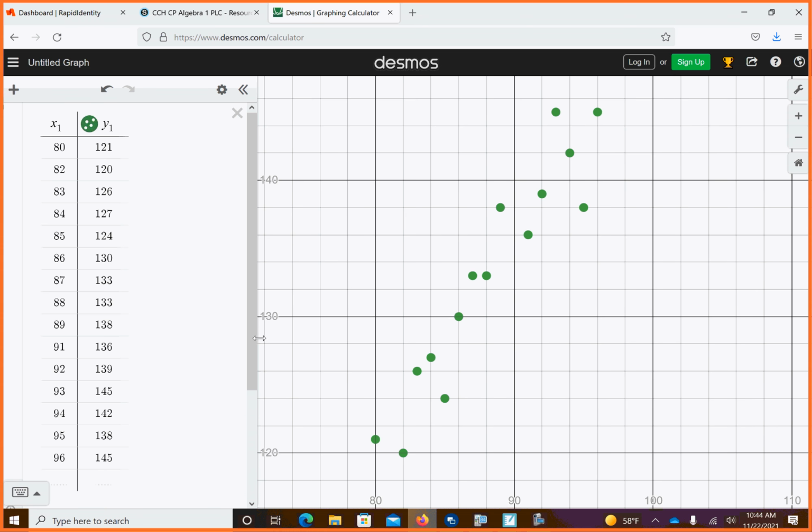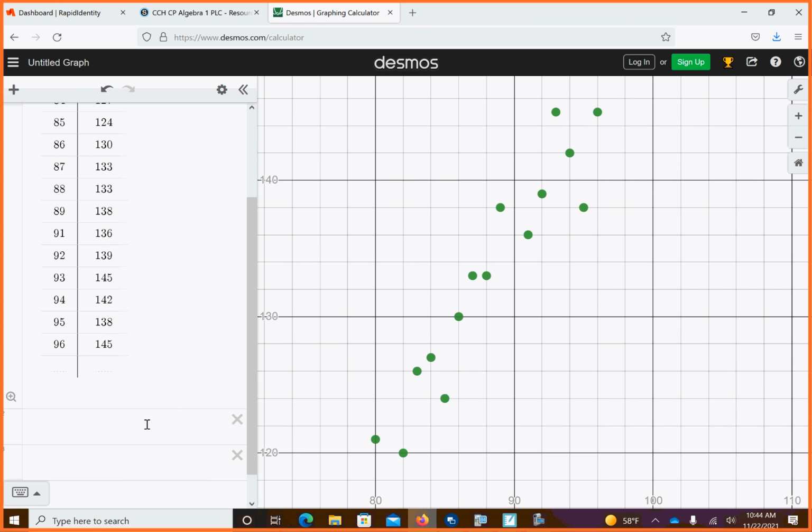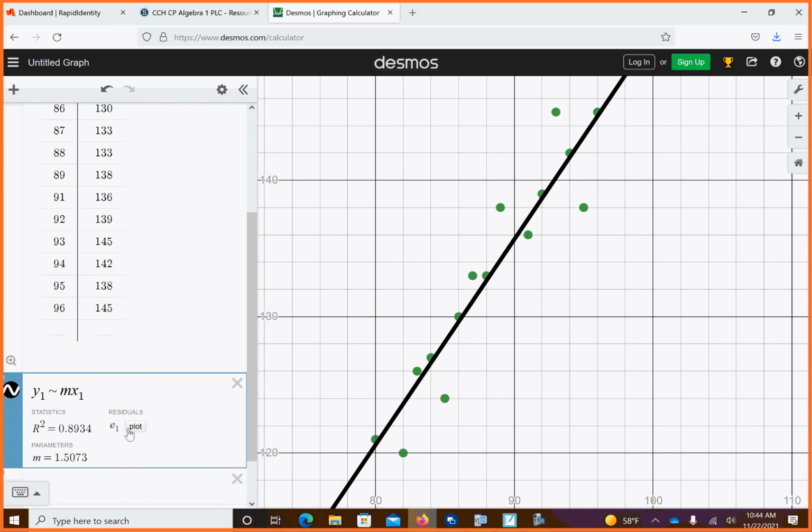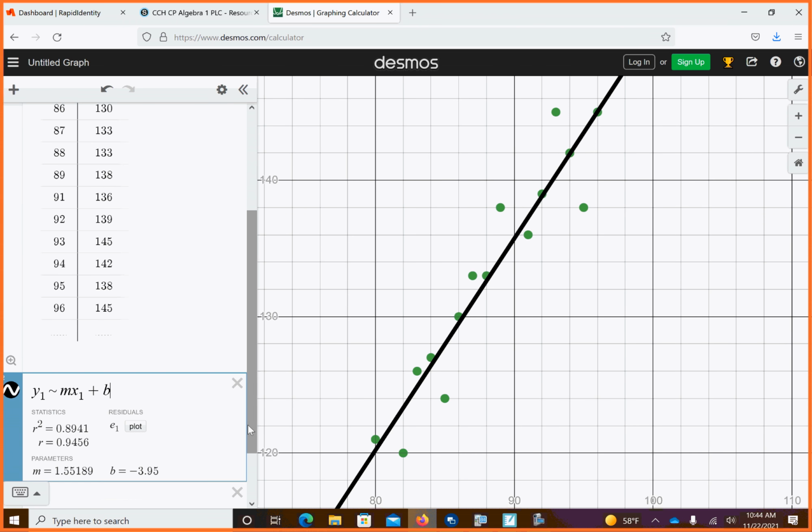Now on Desmos, notice it says X1 and Y1 up at the top left. So if we want Desmos to find our line of best fit, we go down to our next area and we say Y1, just type Y1, and then you use tilde, which is the shift above tab on my computer. On your phone, it's probably under the alpha menu. MX1 plus B. So there's some stuff up here that it talks about.